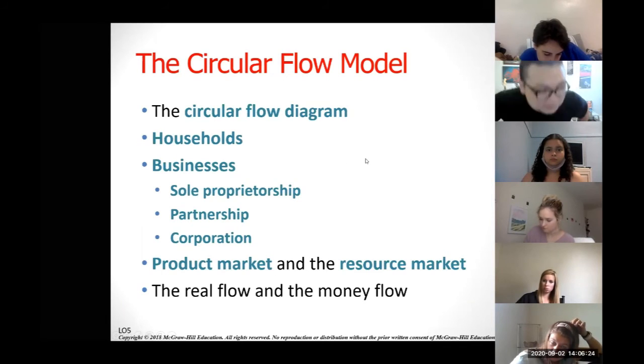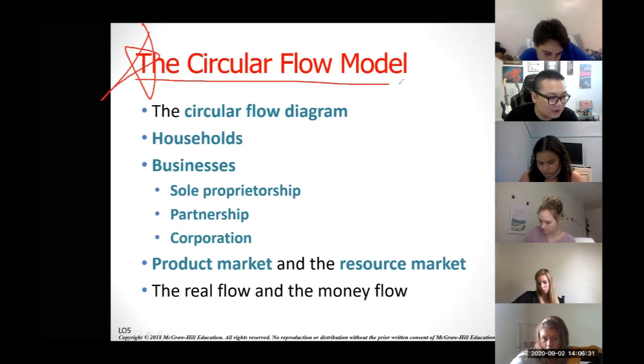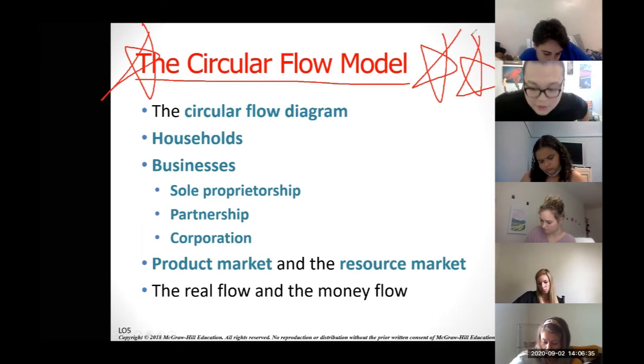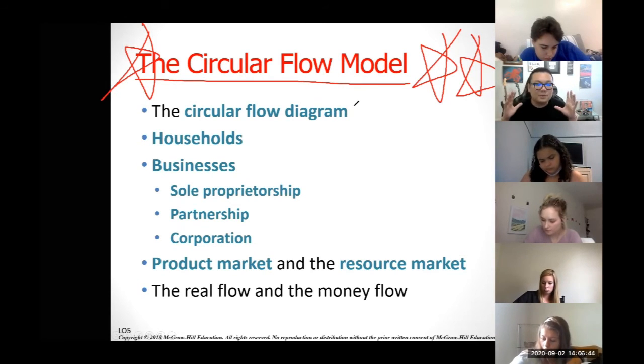So here, this is the most important thing for this whole chapter. The circular flow model, very important, okay? Most of the questions for this chapter will come from this part about the circular flow model. In the circular flow model, it gives you a big picture.